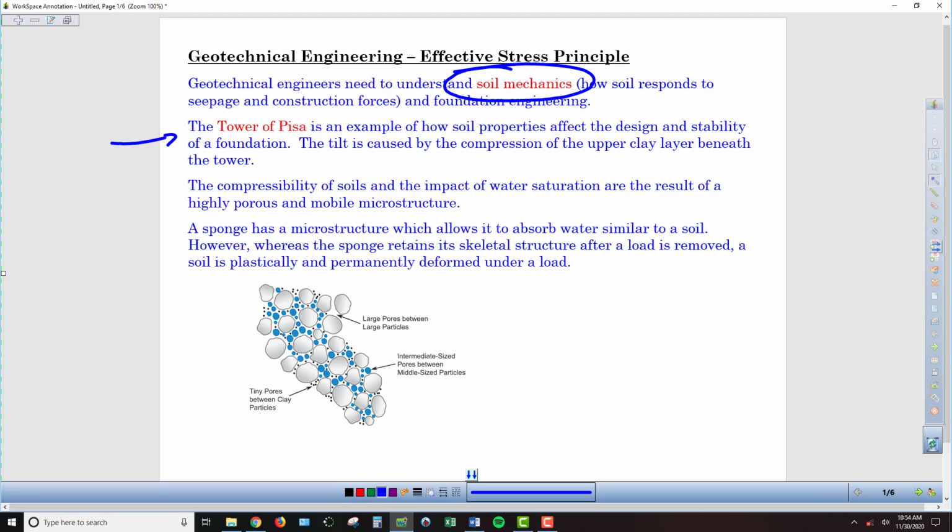And so if we think of a sponge that absorbs water, when we squeeze that sponge, it releases that water and it retains its skeletal structure. So it might be impacted a little bit by that squeezing, but not in any meaningful sense. Soil, on the other hand, when you apply a load to it, depending on the type of soil, is almost certainly going to be plastically and permanently deformed under that load.